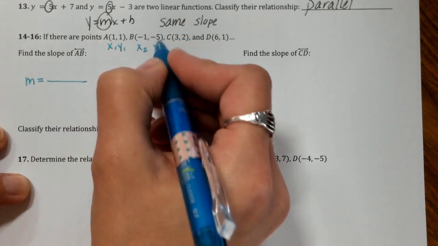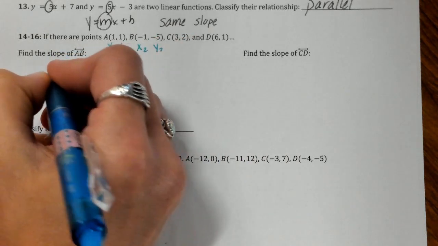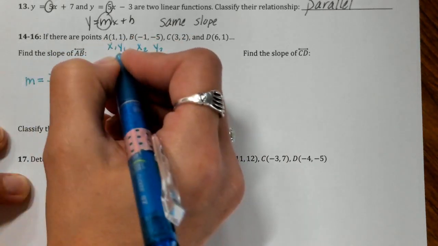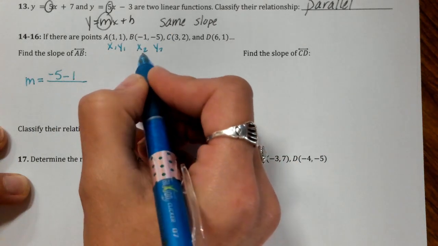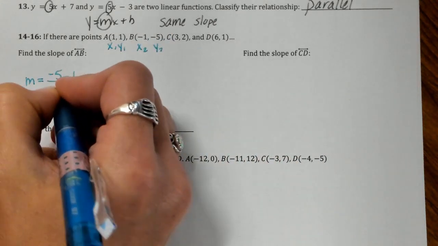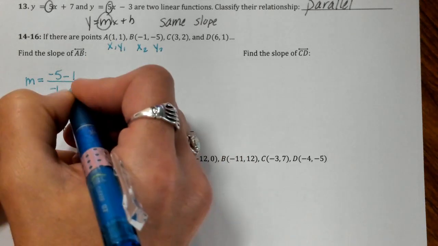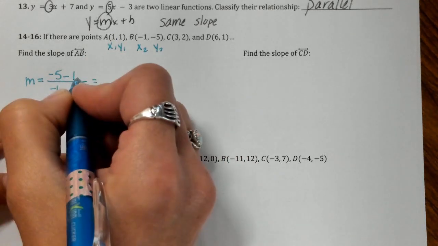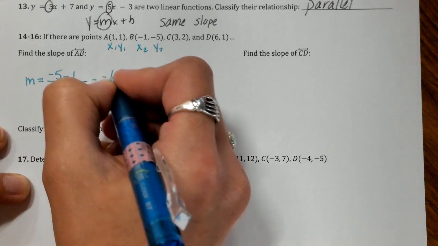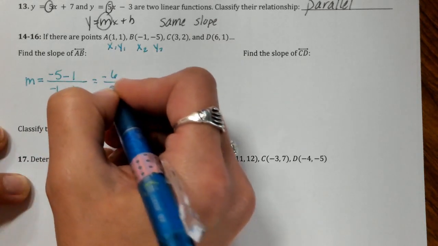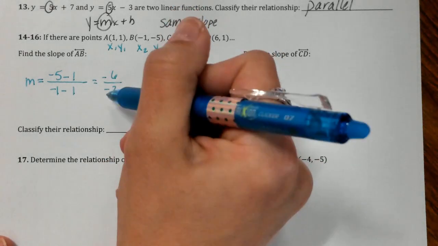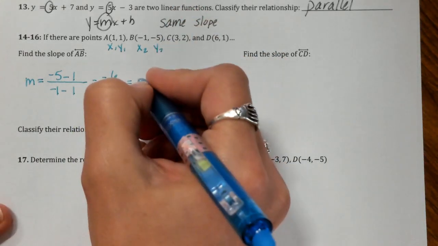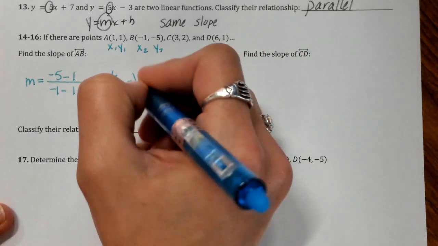So we'll take y2, that negative 5, minus y1, 1. In the denominator, x2, which is a negative 1, and we're going to subtract x1, 1. The numerator up here becomes a negative 6. The denominator becomes a negative 2, keeping in mind that we not only have to divide the 6 by 2, but we have a negative over negative canceling each other out, giving us a positive 3 slope.